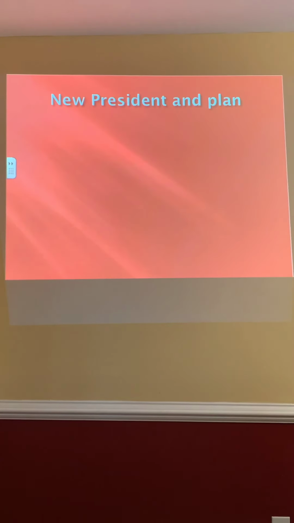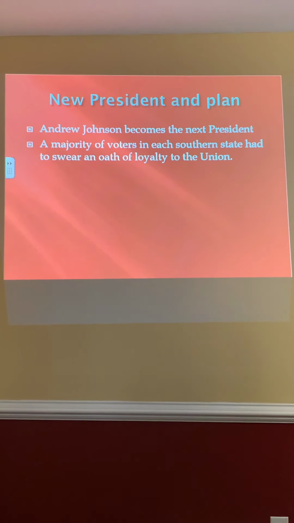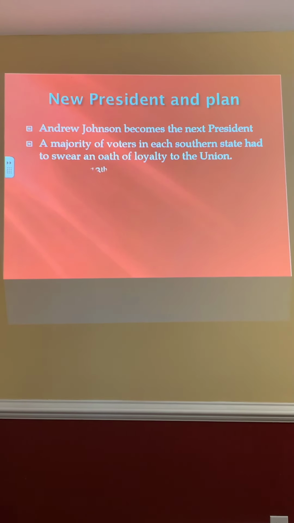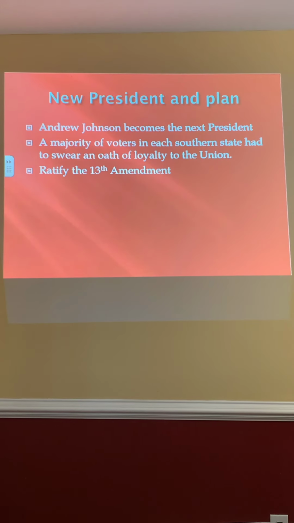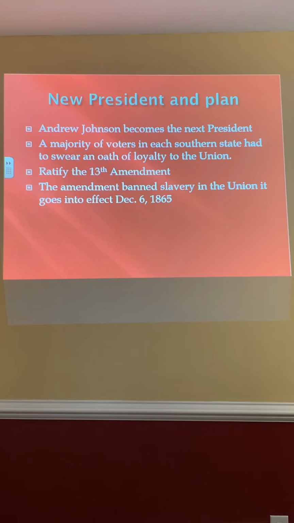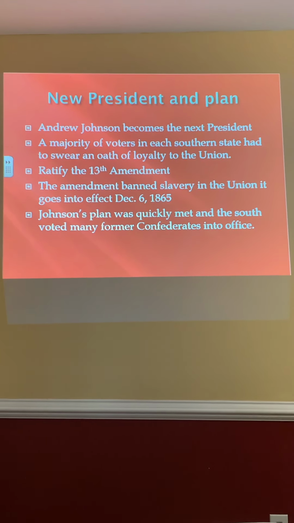All right, so Lincoln gets killed. We have a new president. His name is Andrew Johnson. When Johnson comes in, he basically says the majority of voters in each southern state had to swear an oath of loyalty to the Union. And they had to ratify the 13th Amendment, which banned slavery. And they were going to make sure this is going to be met very, very quickly.